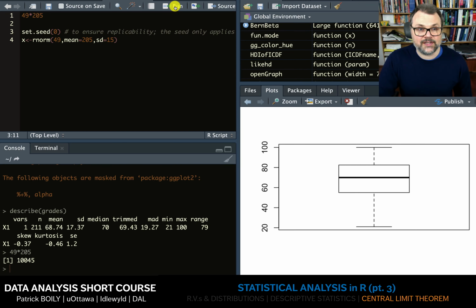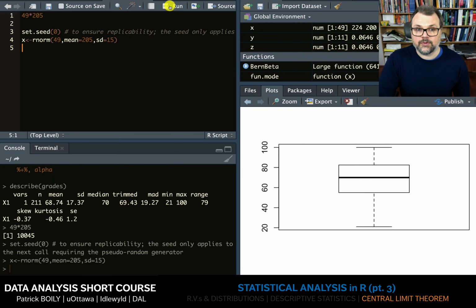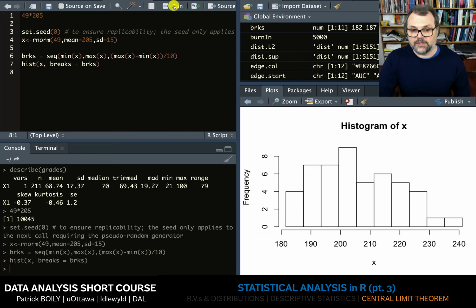So we set a seed at 0, and we're going to generate 49 weights from a normal population with mean 205 and standard deviation 50. So here are my 49 weights. You see, some of them are above 205, some of them are below 205. Let's plot a histogram with 10 bins for the data that we have. This is where they are. See, there's a fair number of them that fall below 200 pounds.